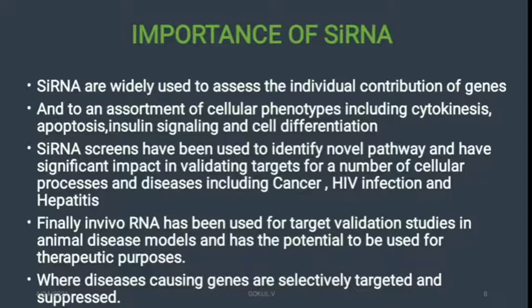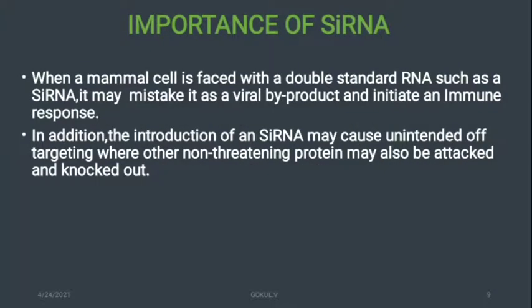Next, when a mammalian cell is faced with a double-stranded RNA such as an siRNA, it may mistake it as a viral byproduct and initiate an immune response. In addition, the introduction of an siRNA may cause unintended off-targeting, where other non-threatening proteins may also be attacked and knocked out. This is the importance of siRNA.